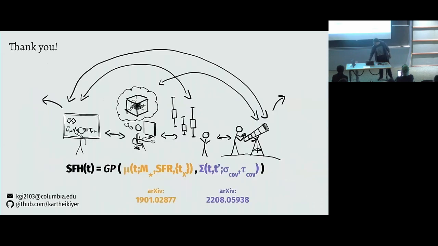Yeah, so that brings me to the conclusion, which is that you can describe star formation history using this Gaussian process formalism, where you describe the mean using mass, SFR and TX, and you describe the covariance using this extended regulator model. And hopefully this provides a framework that allows theorists to talk to simulators, to talk to stats/ML people who talk to observers. So yeah, thank you so much.